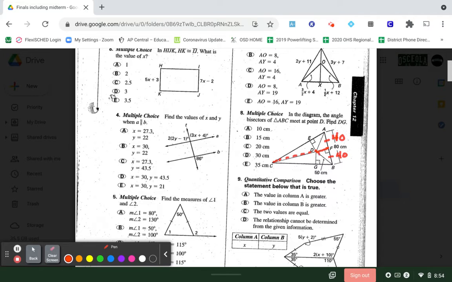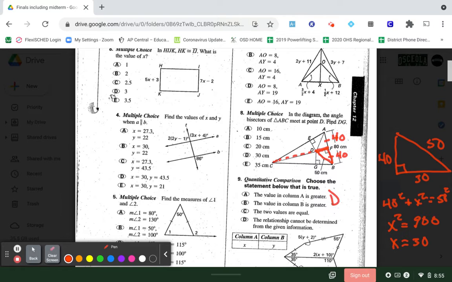Now in this little right triangle right here, I'm going to enlarge that. I have a right triangle with 40 for one of the legs and 50 for the hypotenuse. So that means 40 squared plus x squared is equal to 50 squared. If I work that out, x squared is equal to 900, so x is equal to 30. So now I know that this distance from here to here is 30. DF equals 30.